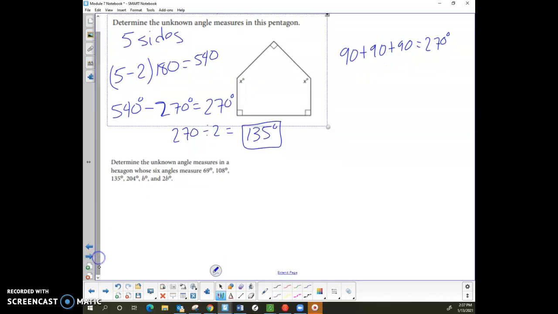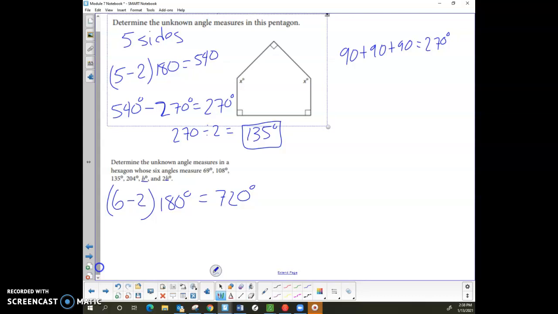All right, so another one. This time I don't have a shape drawn, but I'm told it's a hexagon, and I'm given the measure of all 6 angles. So what we need to figure out is what the value of b is. So we need to know how many degrees are in a hexagon. Well, we just figured this one out on page 4. Okay, 6 minus 2, so 4 times 180 gives us 720 degrees.